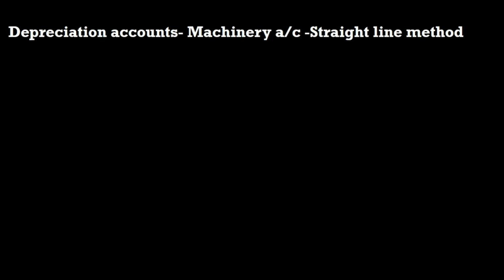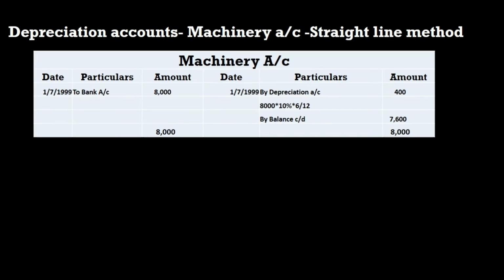So this is the machinery account format. I made it year by year, and I'm going to explain it year by year. You can see this machinery account, the first format. What is the format? Machinery account: date, particulars, amount, date, particulars, amount. That means we have to put which year we purchased, and which date also. Then obviously we take the money from the bank, correct? That is 8,000. Then the date, 1999.